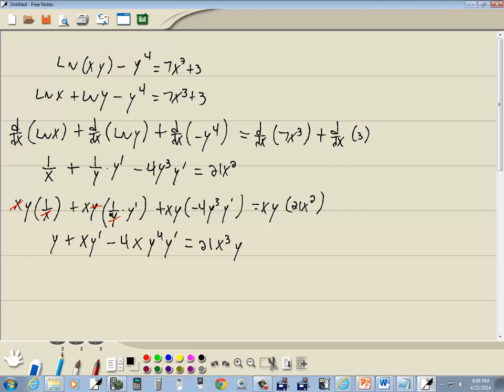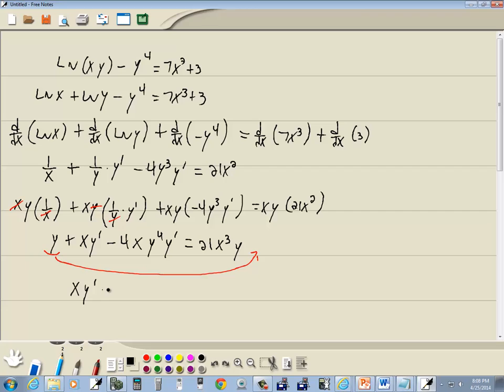Now let me double check that. Minus 4x y to the fourth y prime equals 21x to the third y. Okay, that looks good. That was the second step in solving for y prime. The third step for solving for y prime is get everything with the y prime on one side, everything else on the other side. So I'm going to take this y and move it over to the right side. Then everything with the y prime will be on the left side.